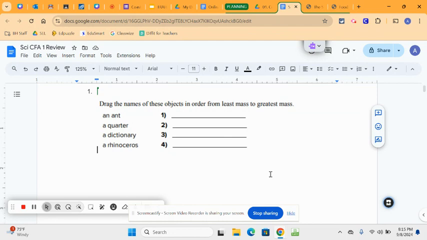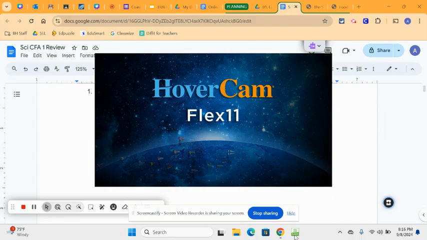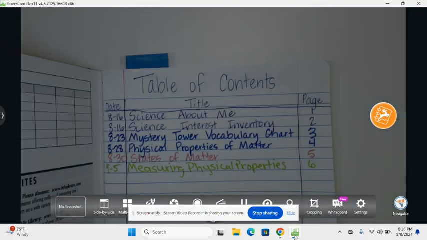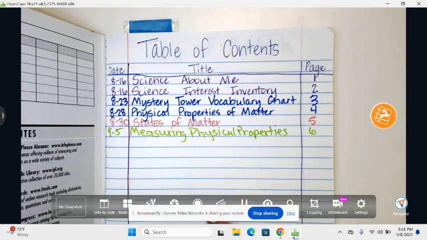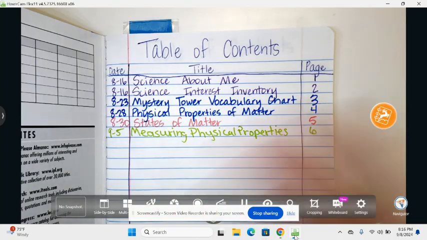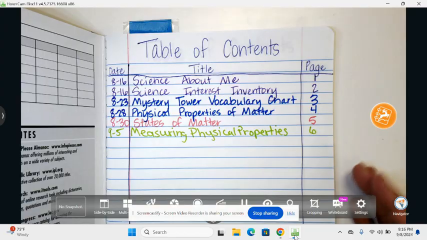So this first one says, drag the names of these objects in order from least mass to greatest mass. To start, let me show you on my screen, just in case you've forgotten what mass is. Now, I know every teacher is a little bit different, so I don't know how your table of contents is, but I always make the students put in their title and their page number so that we know when we've covered something.